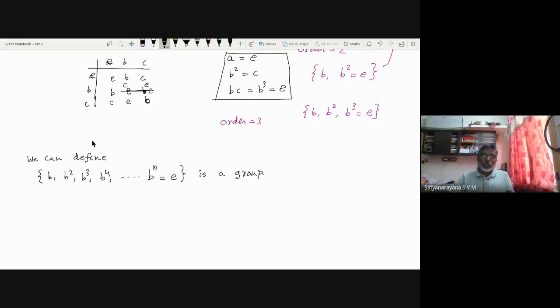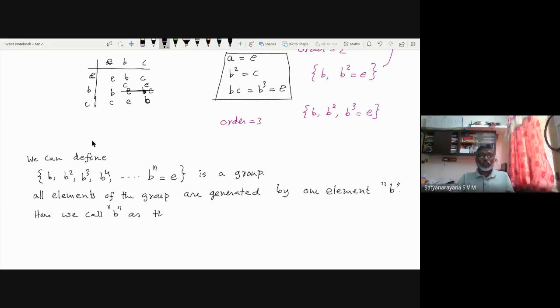Okay, what is the speciality of this group is that all elements of the group are generated by one element, namely B. So here we call B the generator of the group.